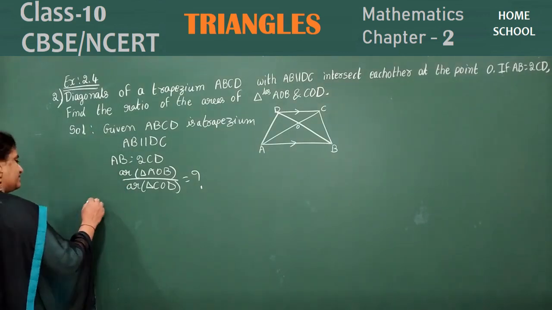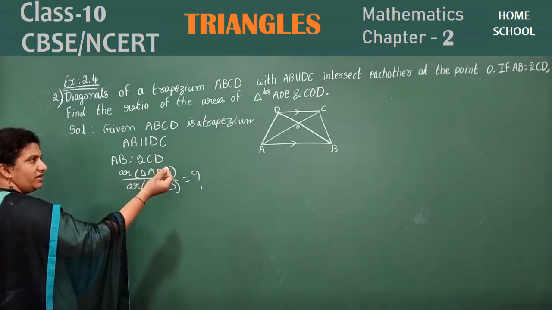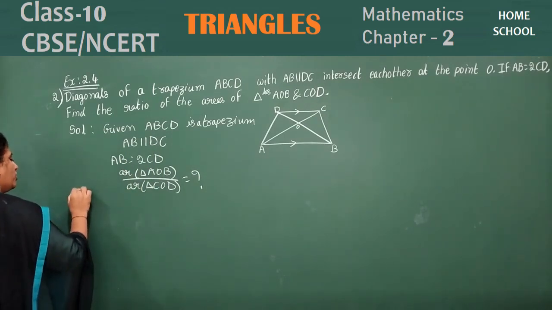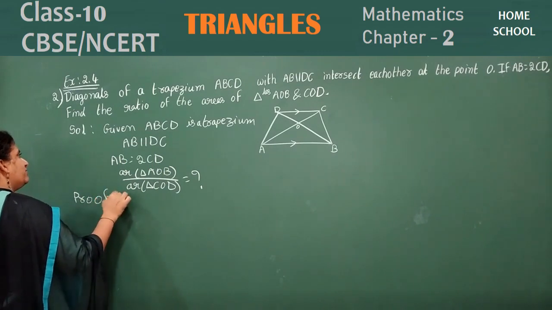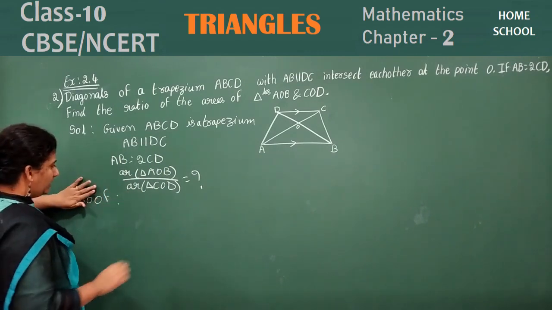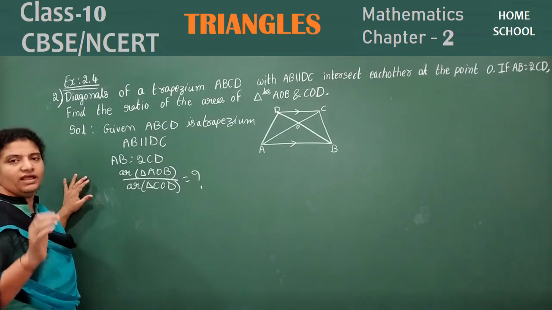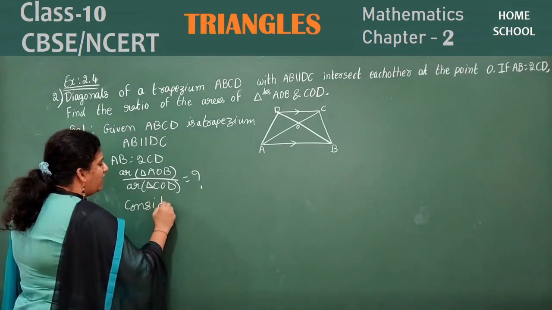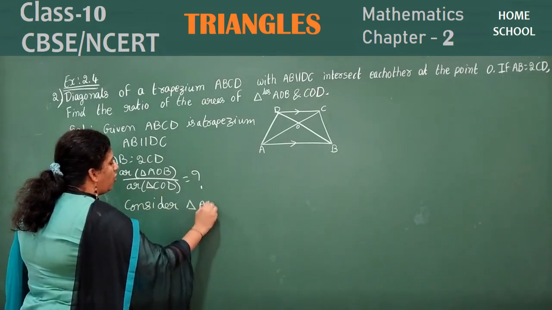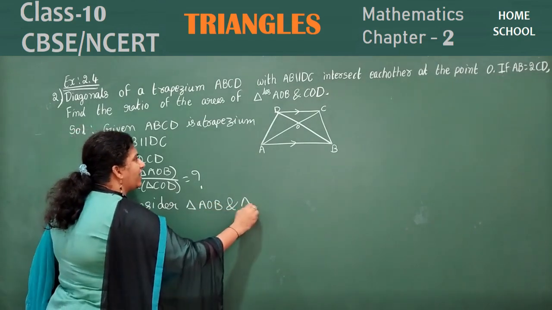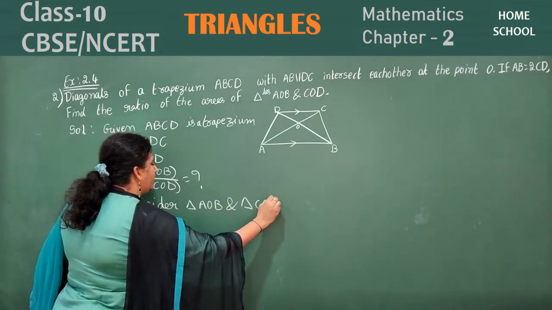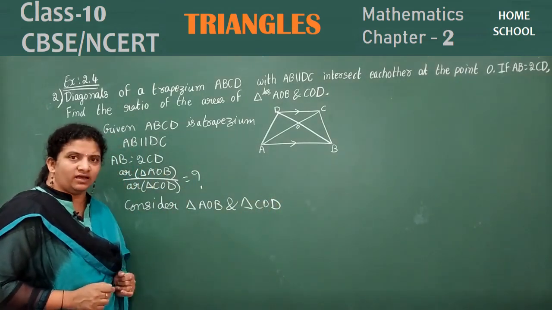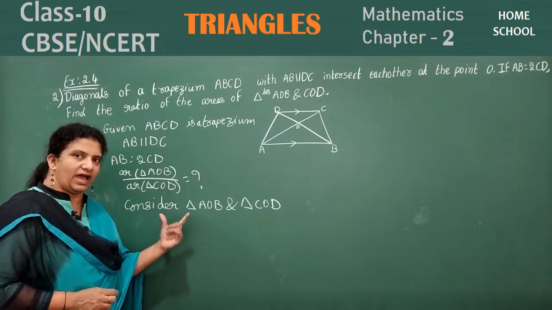So, let's start our construction. Construction, what is that we have done? Join BD and AC intersecting at O. If you want, you can write, or you can skip that line. Proof, let me start our proof. Okay, let's start here. How we are going to start here, children? Consider triangle AOB and triangle COD. Why did I consider? In order to prove the two triangles similar, I have taken this.